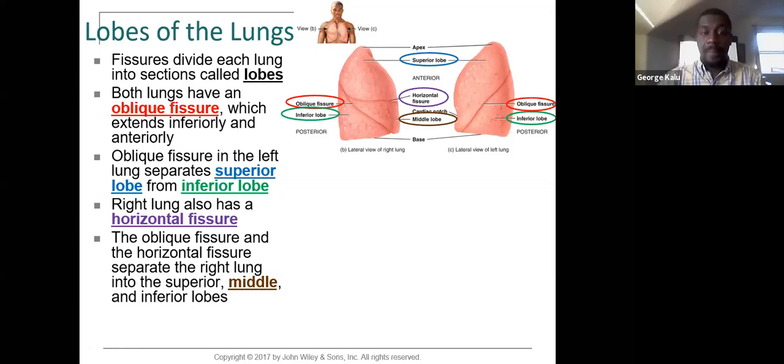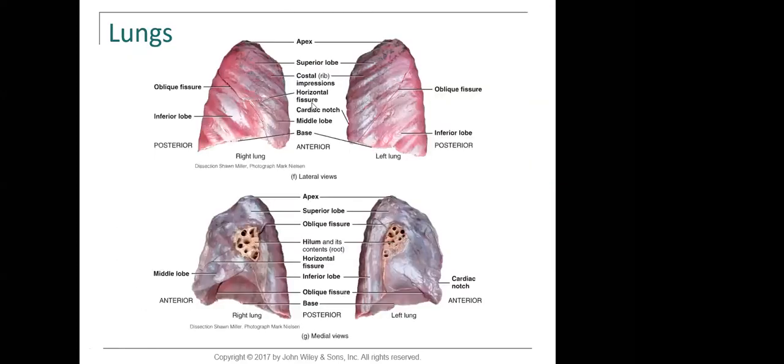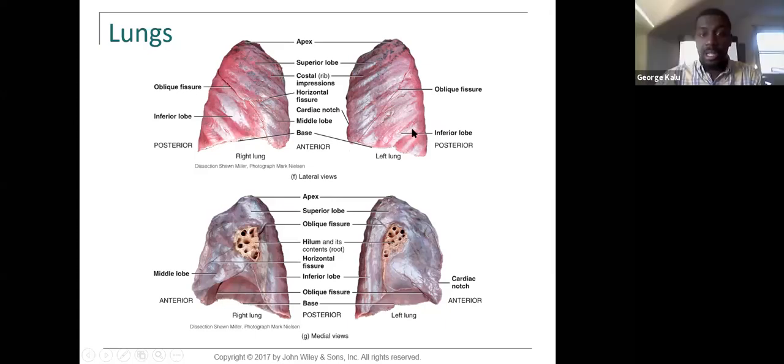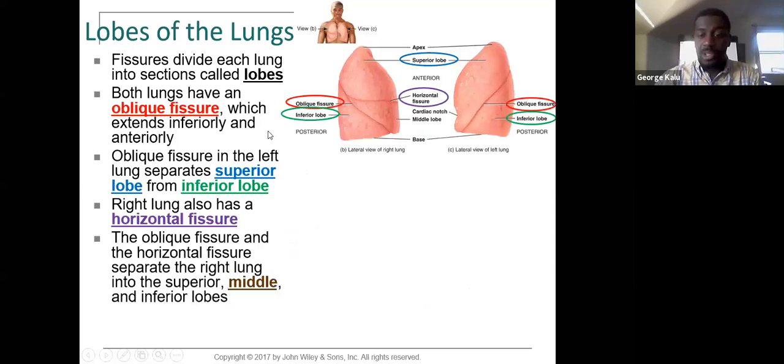Exactly. And if we move backward, we see the same thing when we look at these lungs over here. Here we see the oblique fissure separating the lung into the superior lobe and the inferior lobe. Here in the right lung, we see the superior lobe, the middle lobe, and the inferior lobe being made by the horizontal and the oblique fissures over here. Any other questions?